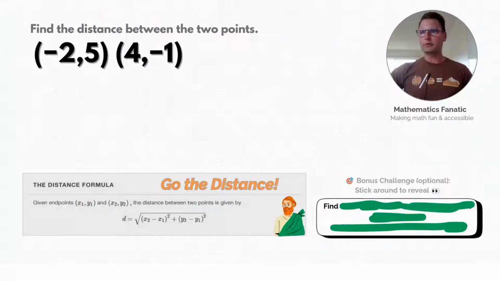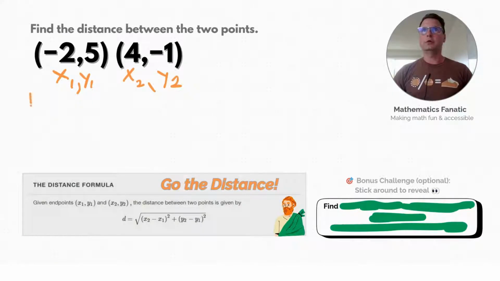All right, let's go to the distance. All we have to do is choose x1, y1, x2, y2. Because that's what we need for that formula down there, right? And we could have chosen them the other way. It doesn't matter what you call 1 and 2.